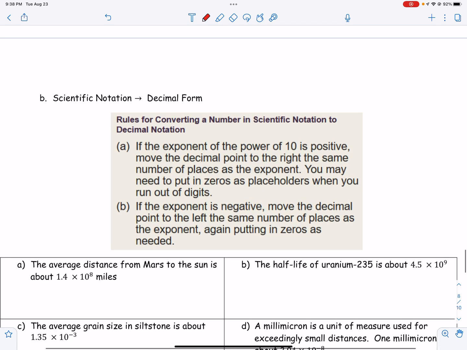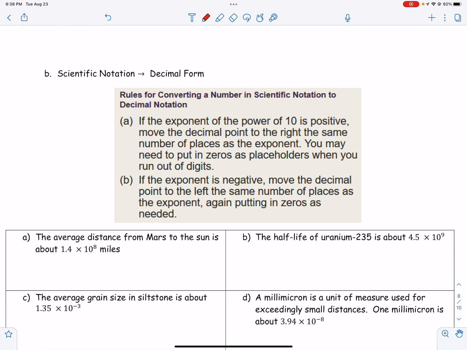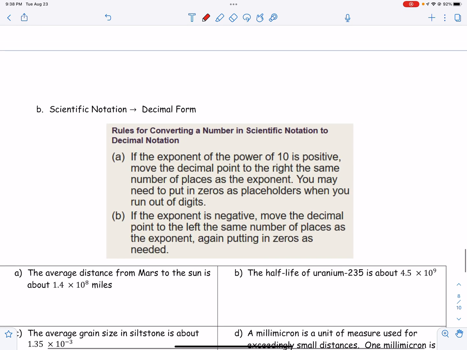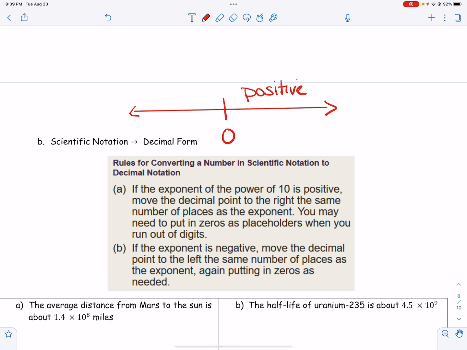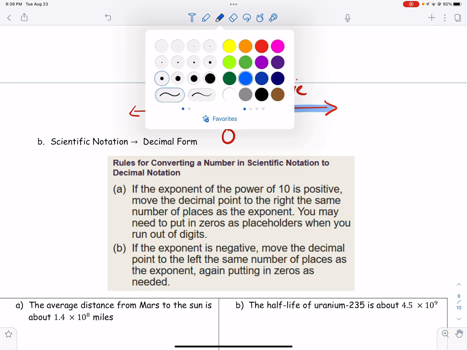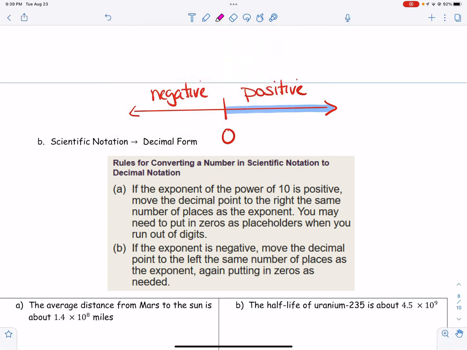Now we're going to reverse the process. We're going to go from scientific notation to what we call decimal form. I think this is a lot easier because if you think of a number line, we've got 0 in the middle, we've got positive numbers to the right, and we've got negative numbers to the left. So if we have a positive exponent, we're going to move to the right. And if we have a negative exponent, we're going to move to the left, okay?